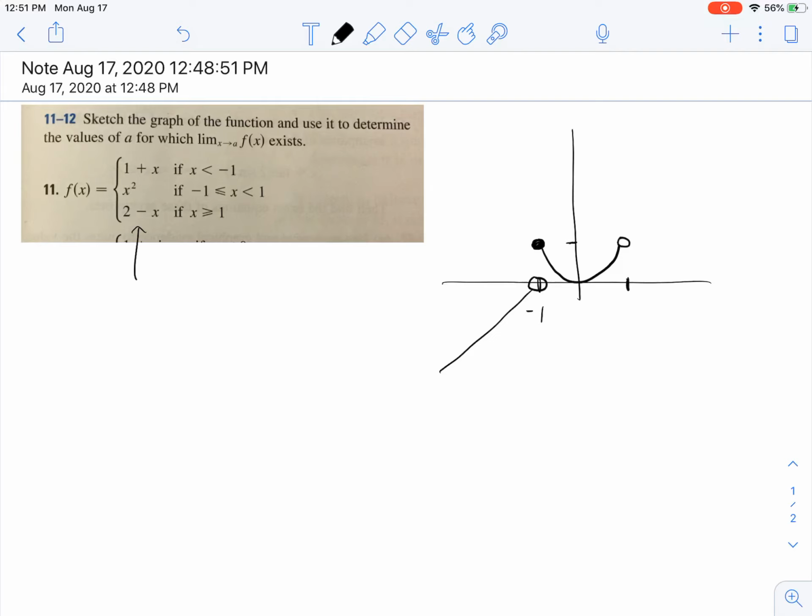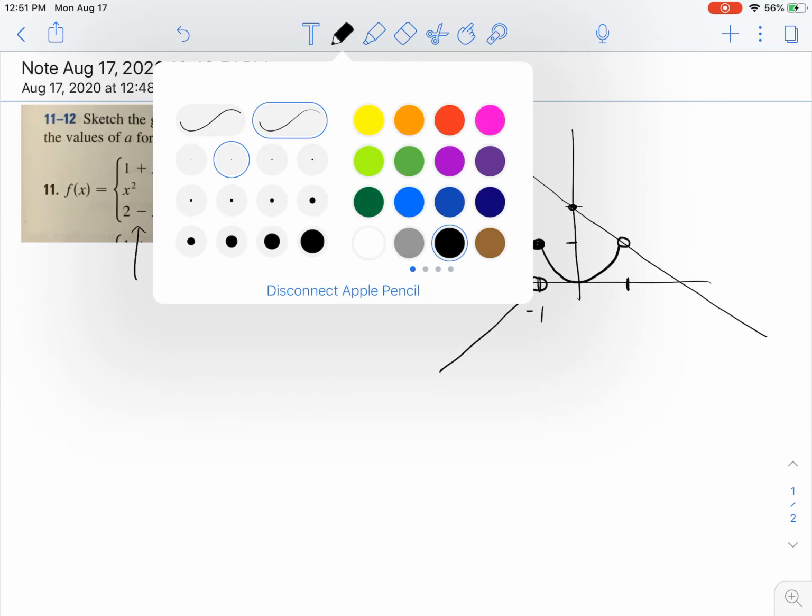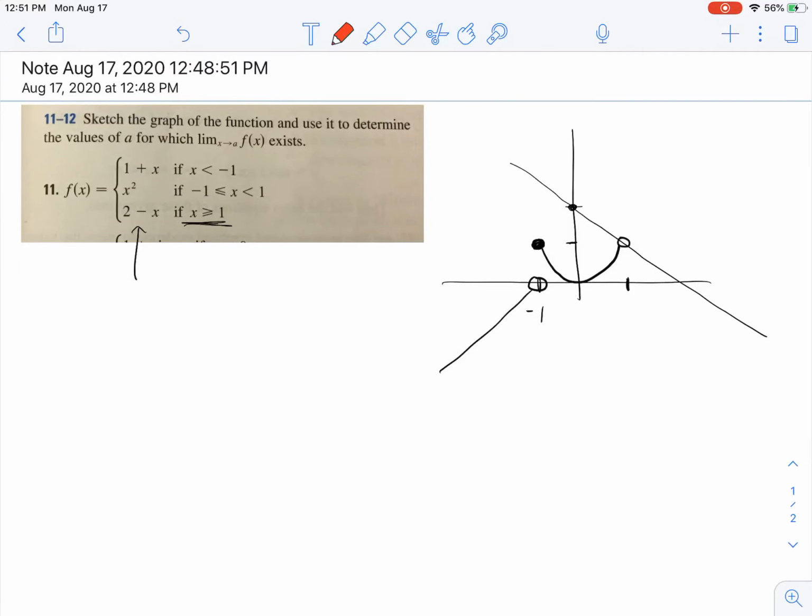Then it says it's 2 minus x if x is greater than 1. So 2 minus x, that graph has a y-intercept of 2, and its slope is negative 1, so it's going to do this. But we only want the part of it for when x is greater than or equal to 1. So I'm actually going to graph this in red. Notice, though, it goes right through that same point, which is good.